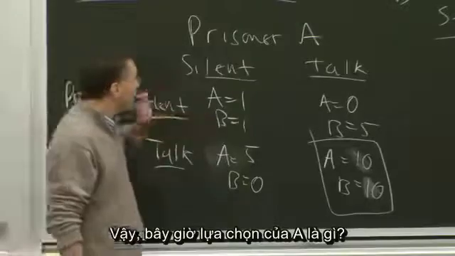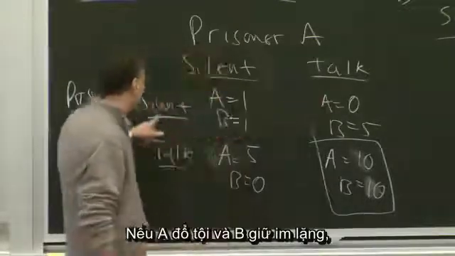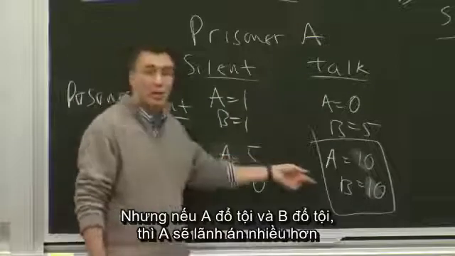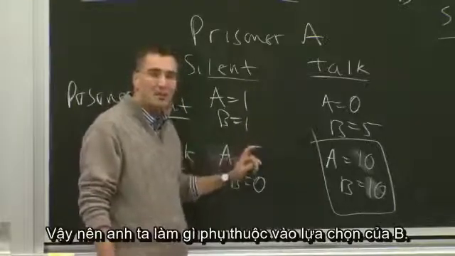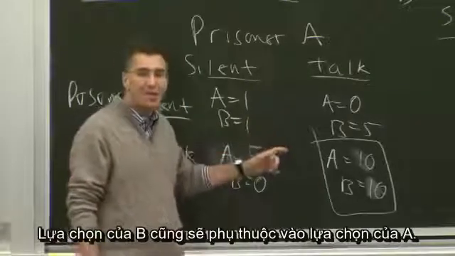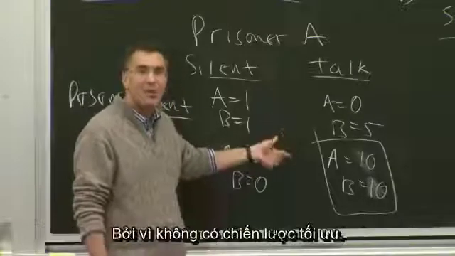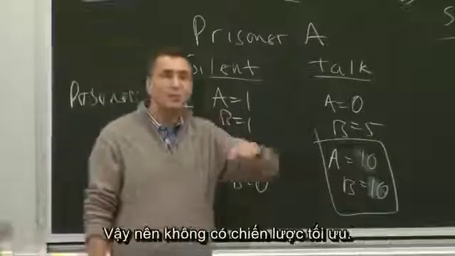Okay? So now what's A's choice? Well, A, if he talks and B's silent, then he's better talking. But if he talks and B talks, he's worse talking. So then what he does depends on what B does. What B does can depend on what A does. And we can't obviously see the Nash equilibrium here, because there's no dominant strategy. What you do depends on what the other person does. So there's no dominant strategy.